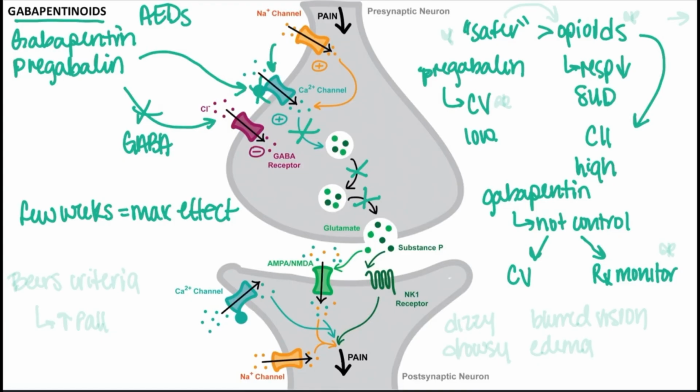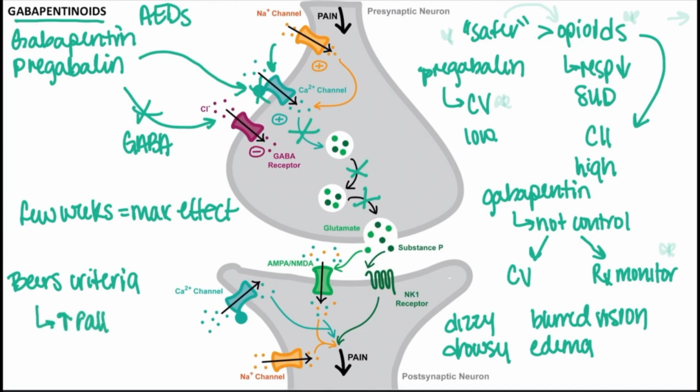So more of a risk of adverse drug reactions like dizziness, drowsiness, and blurred vision, and peripheral edema with pregabalin when compared to gabapentin. However, these agents are listed on the Beers criteria list of drugs to avoid in older adults, especially those with reduced renal function, because of the risk of sedation and ataxia leading to an increased risk of falls.